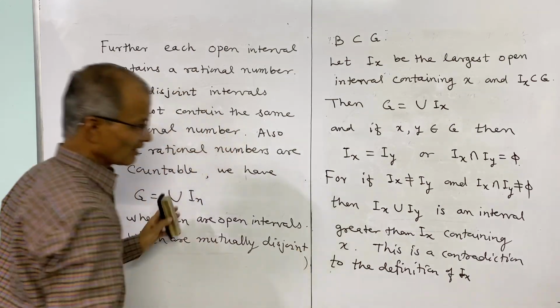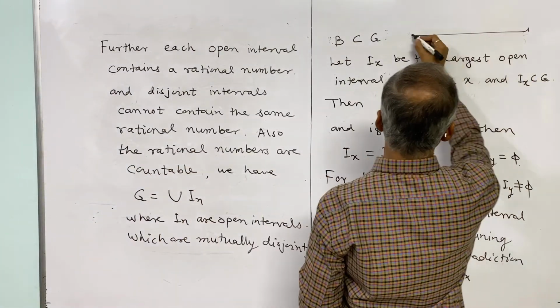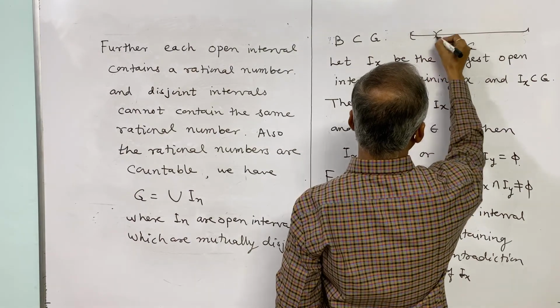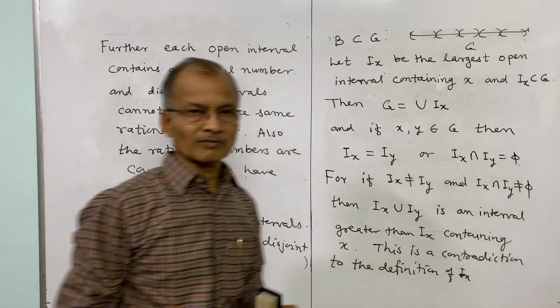So we have an open set, and that open set can be partitioned or divided into disjoint open intervals to cover this set. That is the meaning of this theorem.